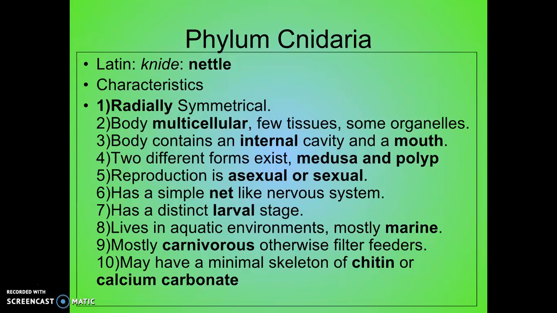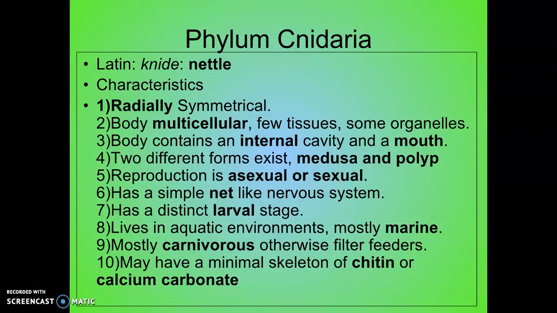Next phylum we're going to talk about is Cnidaria. That comes from the Latin word cnide, which means nettle or stinging. They are radially symmetrical, which means they have that circle body shape. They get a little bit more complex with some tissues, some organelles. The body does have an internal cavity. Remember, sponges didn't.